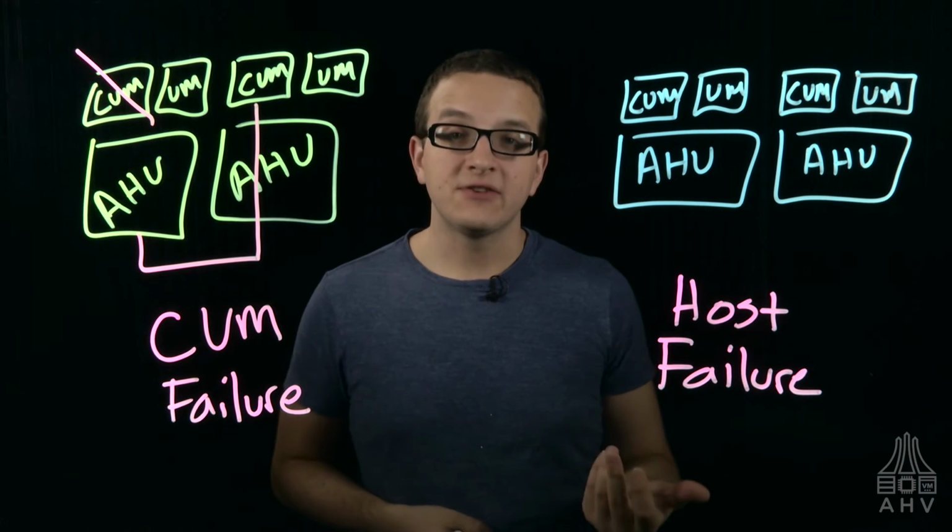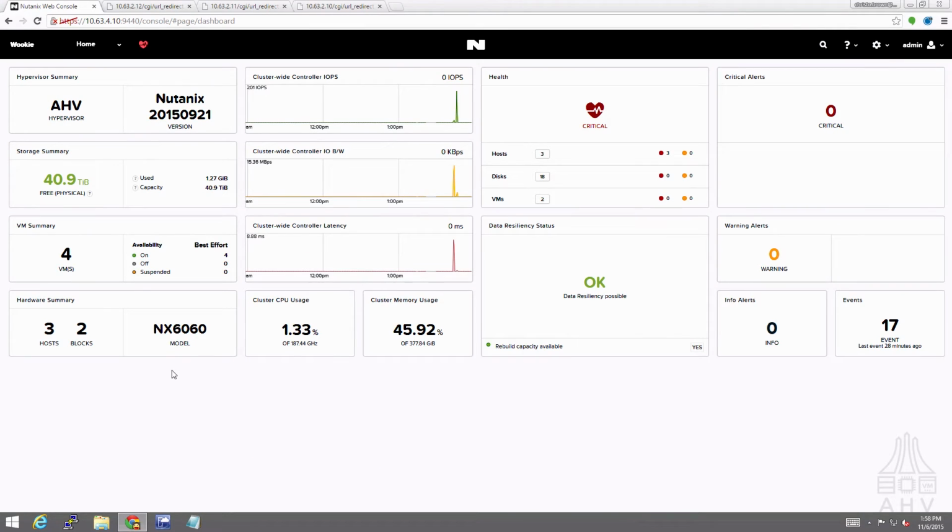Let's go take a look at the different configuration options in Prism. The first thing you want to do when checking out HA or making changes is to log into Prism. You can see down here in the bottom left, there's this VM summary box, which gives you the number of VMs, their power state, and the current availability mode. By default, we're set to best effort, where no resources are reserved.